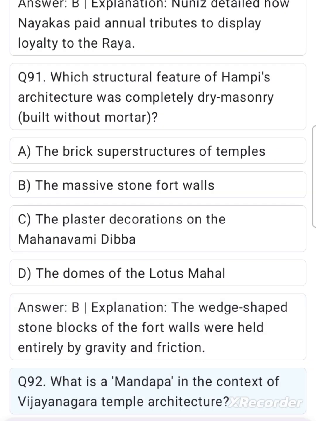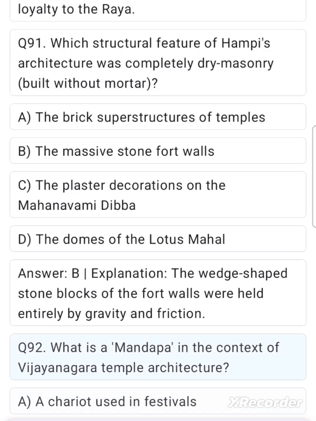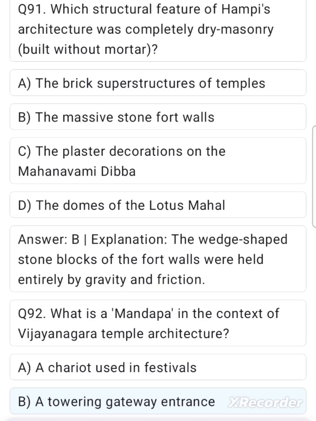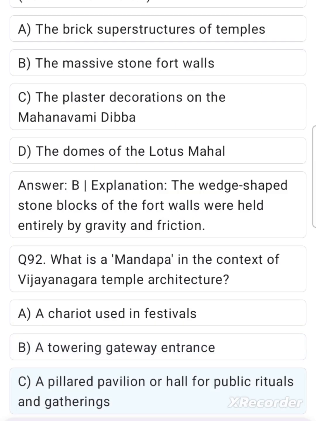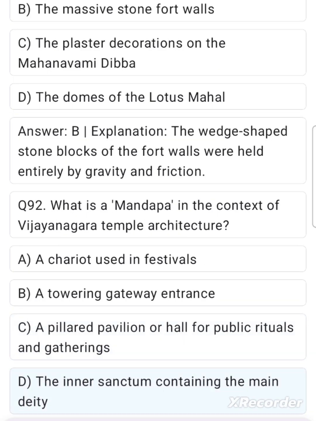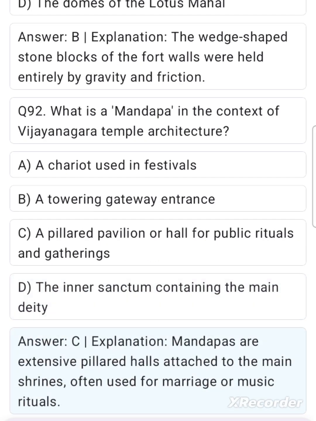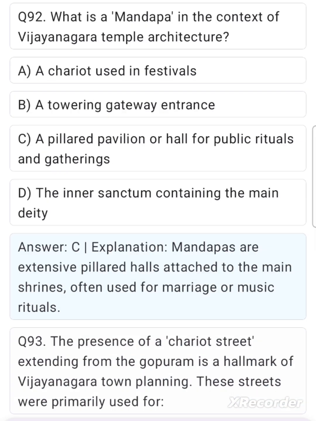Q92. What is a mandapa in the context of Vijayanagara temple architecture? A. A chariot used in festivals. B. A towering gateway entrance. C. A pillared pavilion or hall for public rituals and gatherings. D. The inner sanctum containing the main deity. Answer. C. Explanation. Mandapas are extensive pillared halls attached to the main shrines, often used for marriage or music rituals.